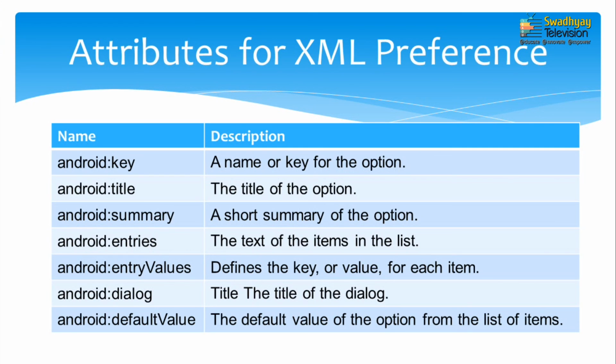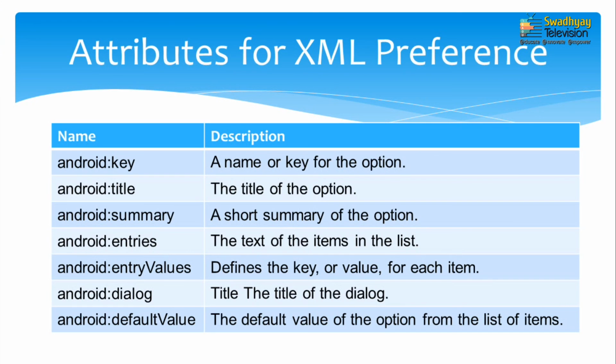On screen you can see that there are certain attributes that we have to use for defining these preferences. Very first and important is android:key. It is a name, or key, for the option. By using this name you refer to the value inside your program. So, key is the most important, then comes title, which is the title of the option, then summary, a short summary of the option.